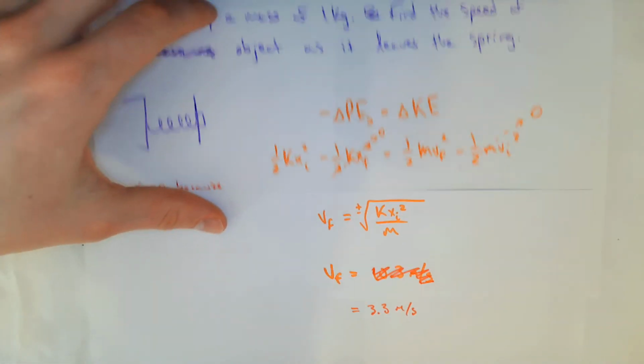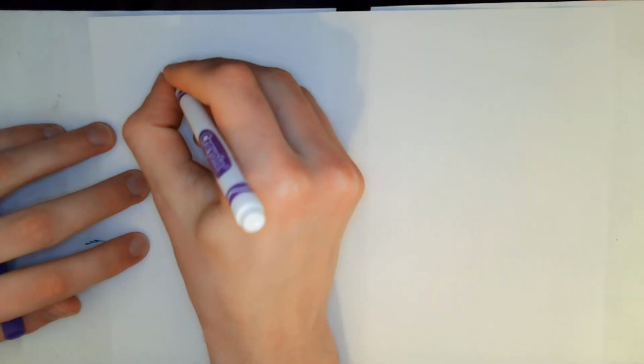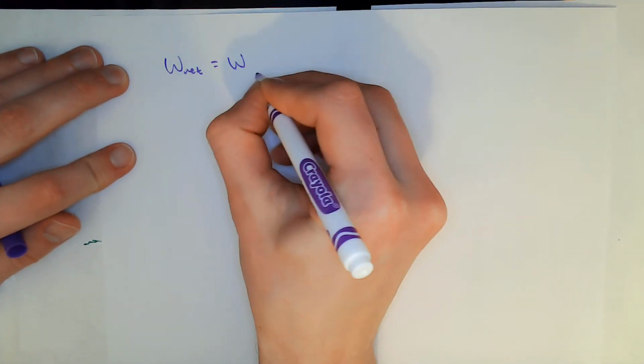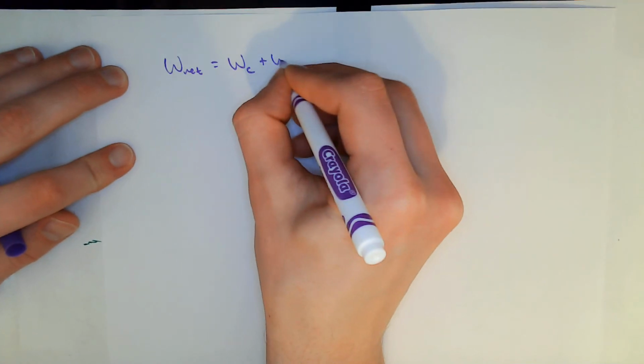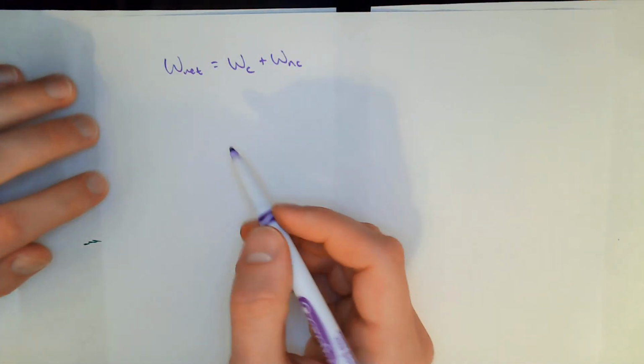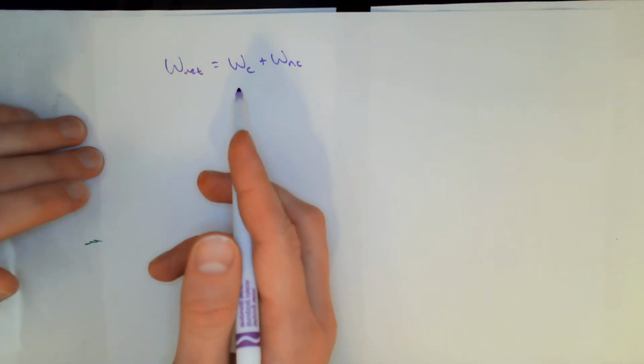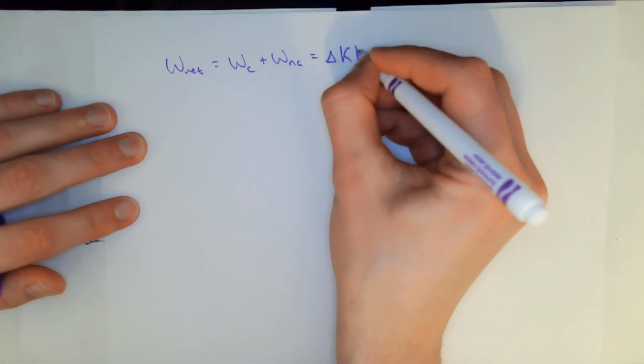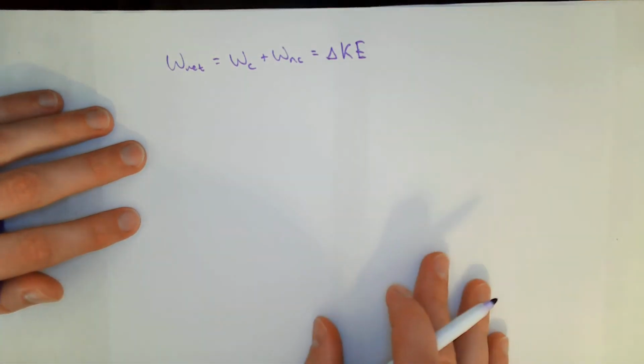All right, so now let's look at one where gravity finally is involved here. Let's put all this together. So if we do involve both gravity and spring potential energy, our overall relationship here is that the net work should be the sum of work due to conservative forces plus work due to non-conservative forces, which should altogether be delta KE.